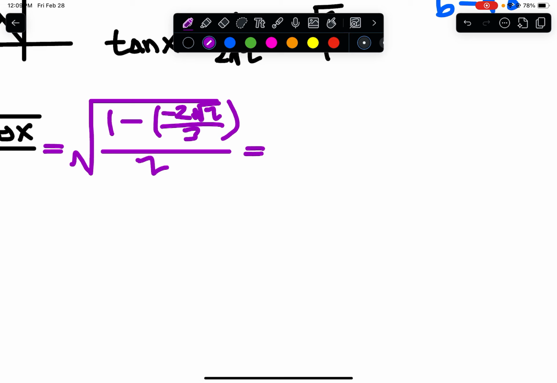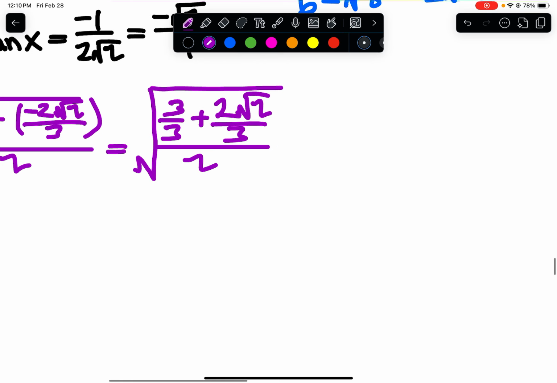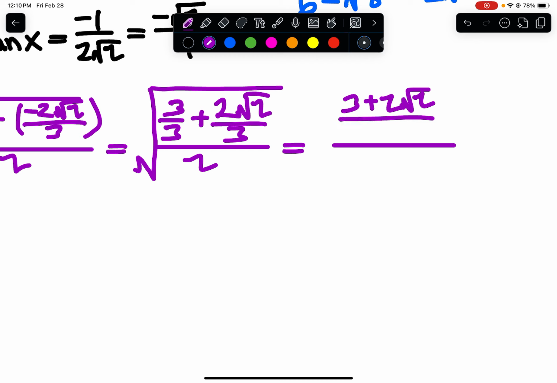So this is going to turn into a hot mess, but I'm going to go ahead and get a common denominator, 3 over 3. And then minus negative is going to turn into addition, so 2 root 2 over 3, over 2. I cannot draw. And then I'm going to go ahead and consolidate the numerator. So this is going to be 3 plus 2 root 2 over 3, and then all over 2, and that's all in a radical.